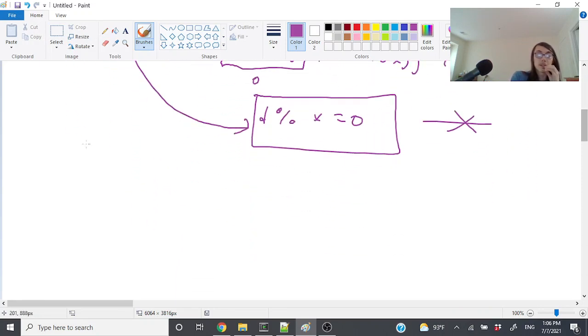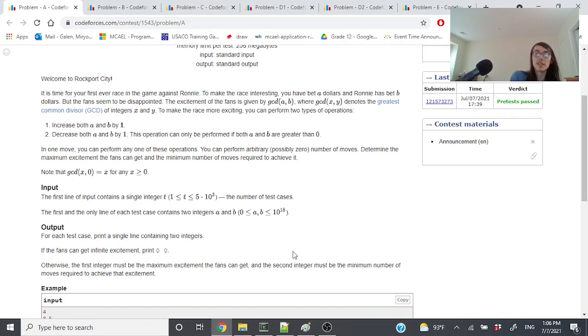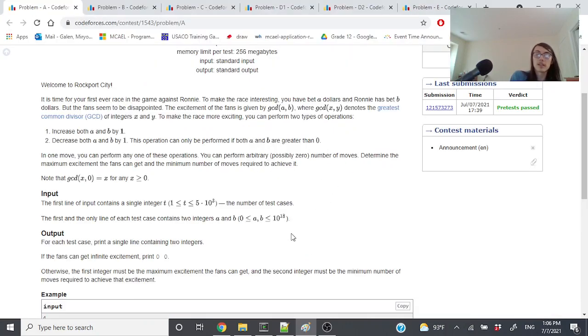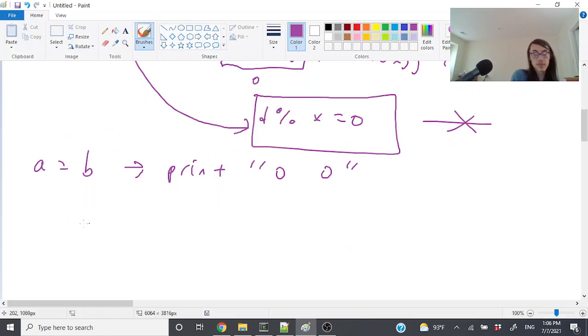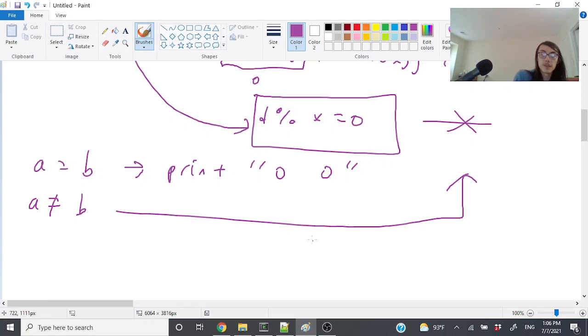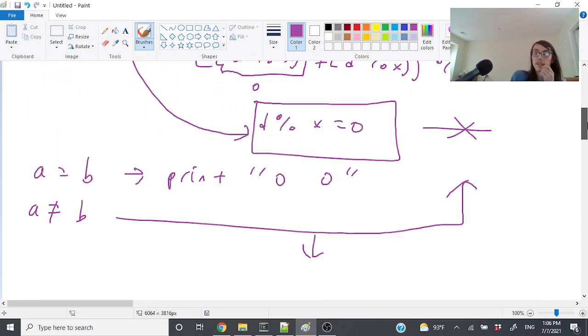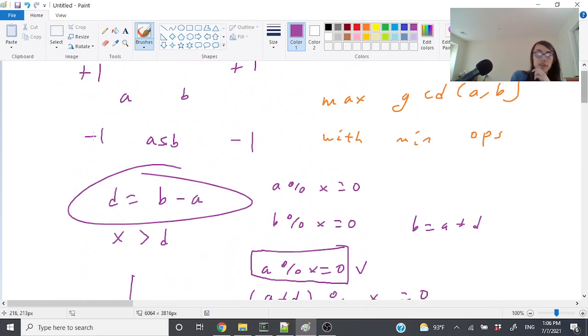Note that there is the special case where a equals b, then no matter what we do, the GCD will be equal to whatever the numbers are. So we print 0 and 0, like the statement tells us to. Otherwise, a is not equal to b, so then we do this stuff, and we also figure out now that the maximum answer is d. And we can always achieve d, we just bring the numbers down to 0 and d.